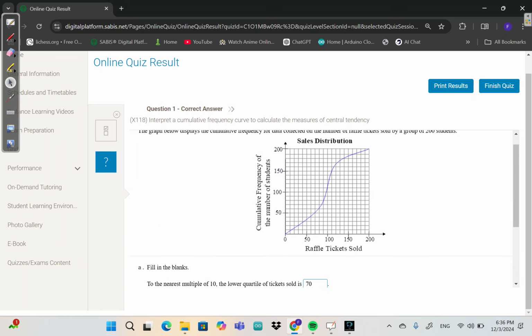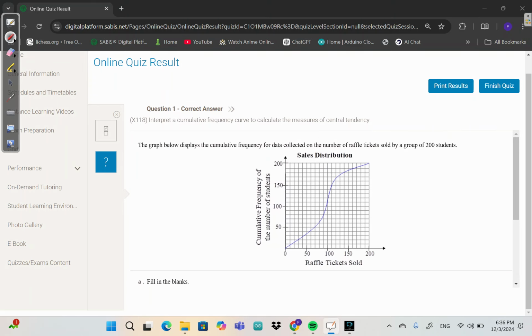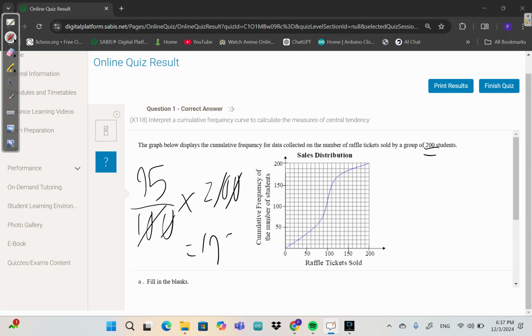Now for part C, in general, the nth percentile, whatever it is, is equal to n over 100 times the total data set. Okay, this is just in general if they change the numbers, which they probably will. So in our case, it's the 95th percentile, which is 95 over 100 times our data set, which is 200, which if we solve out, it's going to be 95 times 2, which is 190.